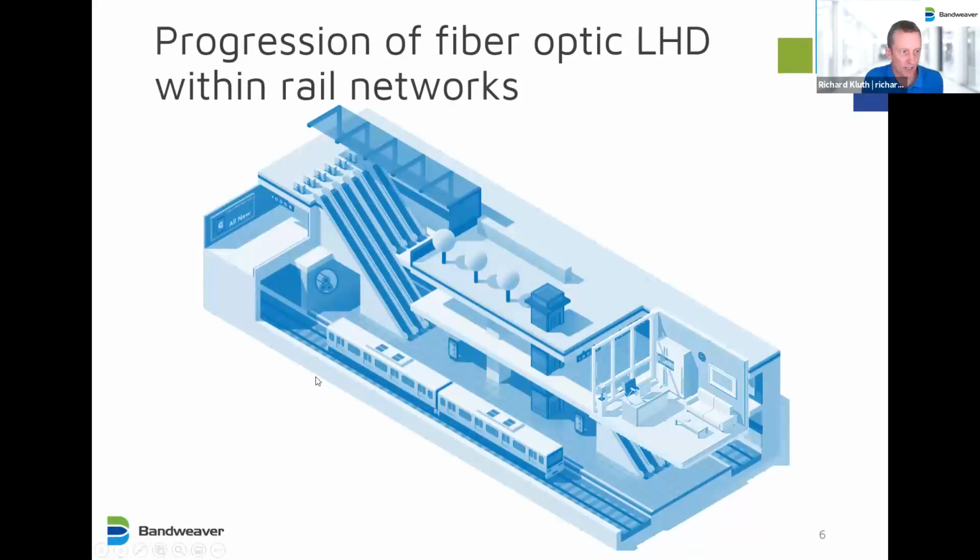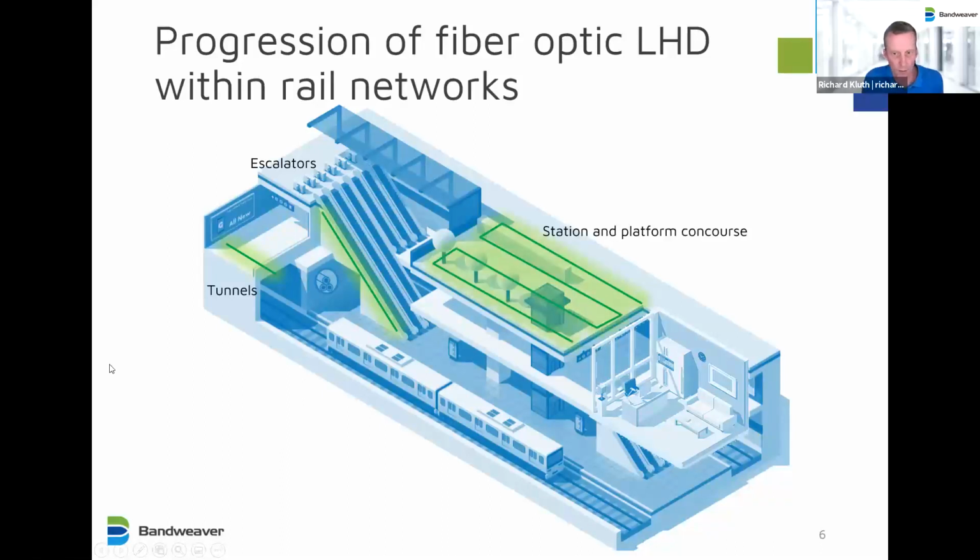As we said in the previous slide, the technology started in the tunnels, and the longer lengths made it economically attractive. But as it's a very flexible system architecture, cables are very simple to install, no in-field power or comms required, the fibre optic linear heat detection expanded to many other areas. So escalators, station and platform concourses, facilities, building, and electrical assets.